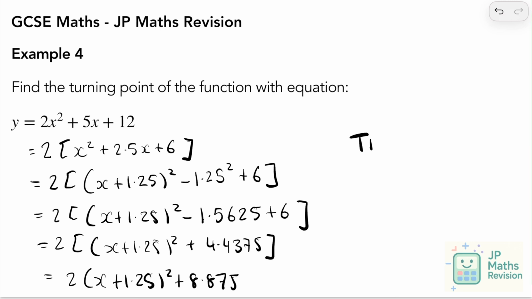So the turning point to this one, we're going to flip the sign of this one, so that's going to be minus 1.25, and then this one stays the same, so that is 8.875. So that's not the nicest number, but yeah, that's the turning point.